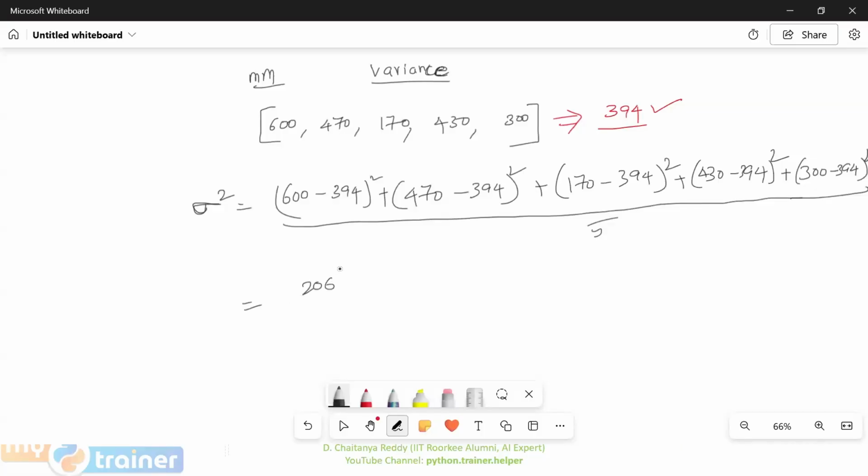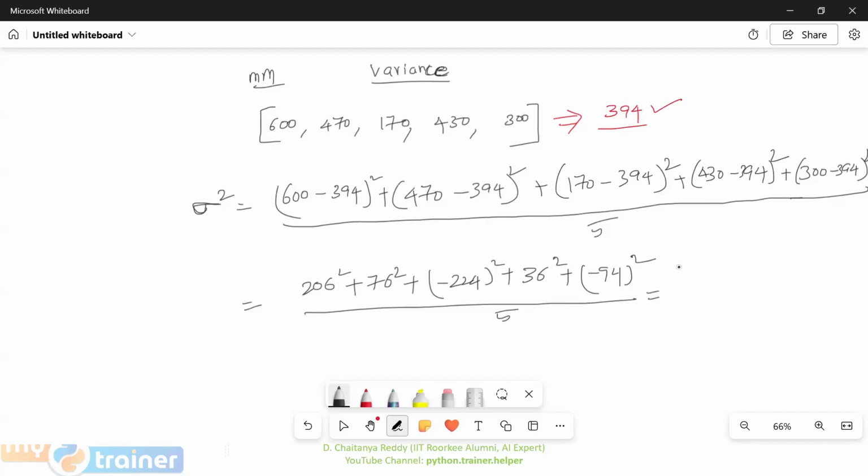Let's say 206 square, 76 square, minus 224 square, 36 square, and minus 94 square, divided by 5. That is equal to 108520 by 5, which is equal to 21704. That is my variance for this data set.